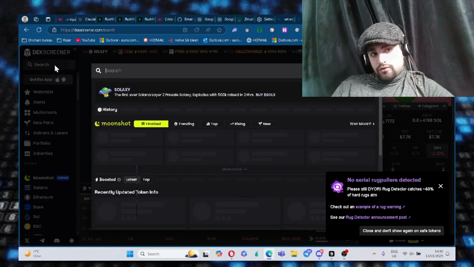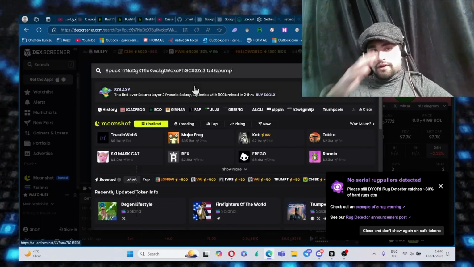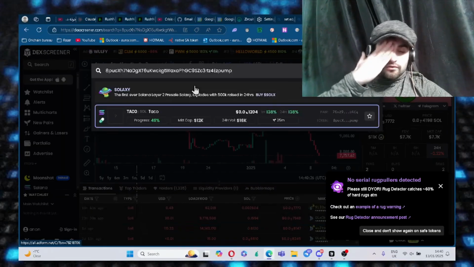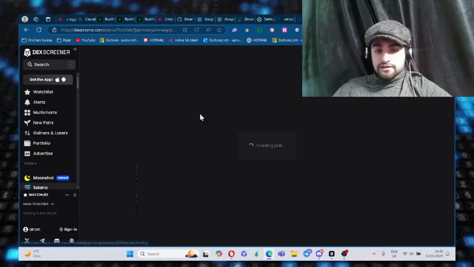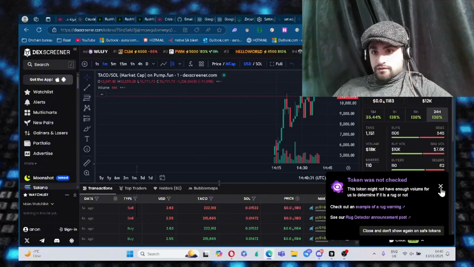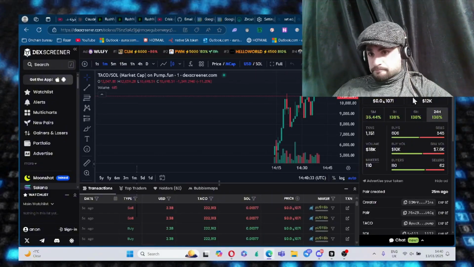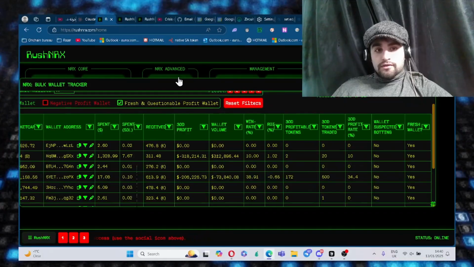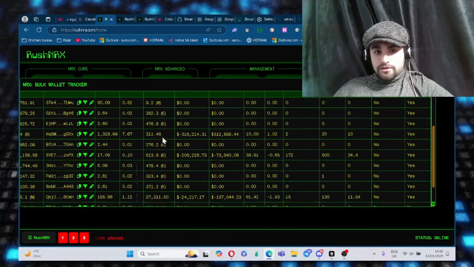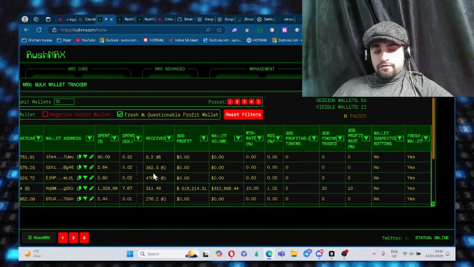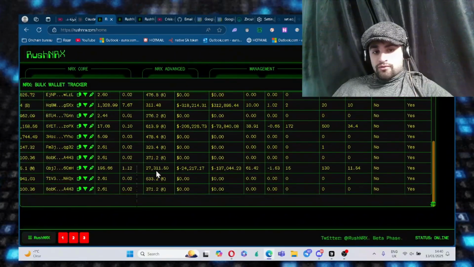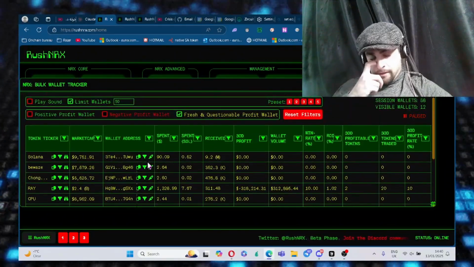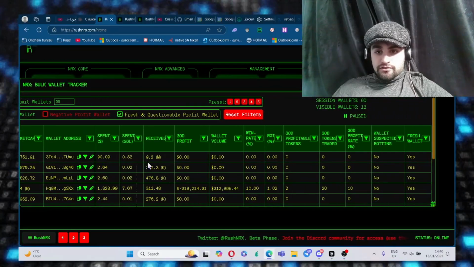It's a good tool to find trades. There's so many tools already to find trades, and this is on Dexscreener, so that would be a problem. The good thing about fresh and questionable profit wallets is that you may be able to find rugger wallets, and that's very interesting. That's very interesting to track rug pulls.